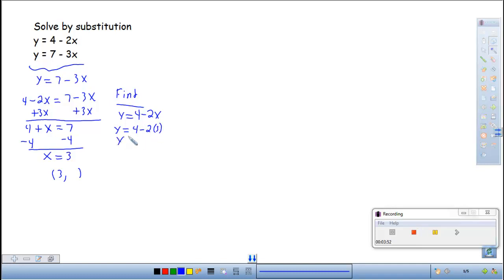and work that out. So we get 4 minus 6, which gives us negative 2. So the point of intersection for those two lines is 3, negative 2. So that tells me I have one solution because those two lines intersect at one place. They intersect at this point 3, negative 2.